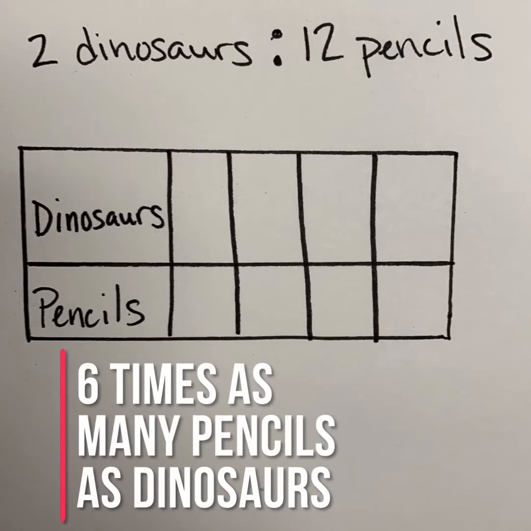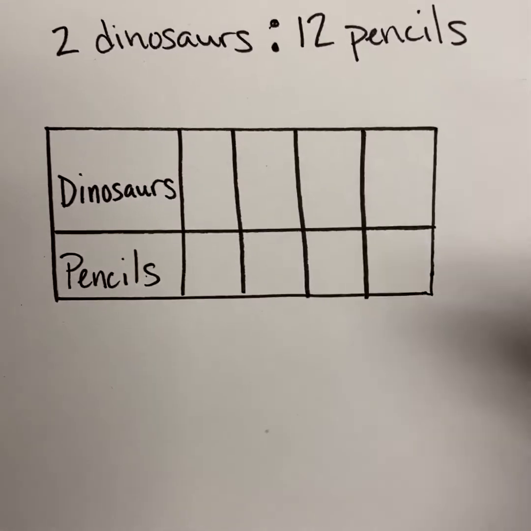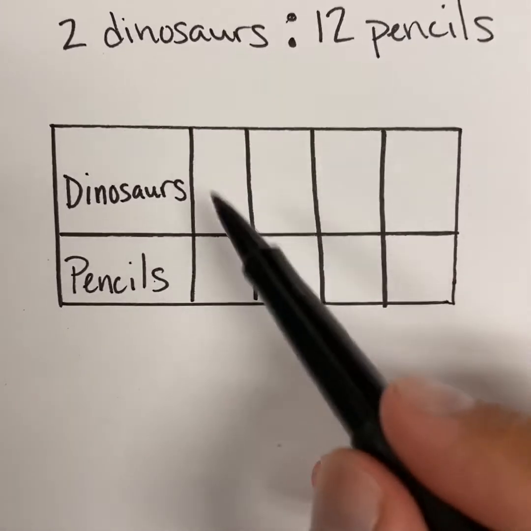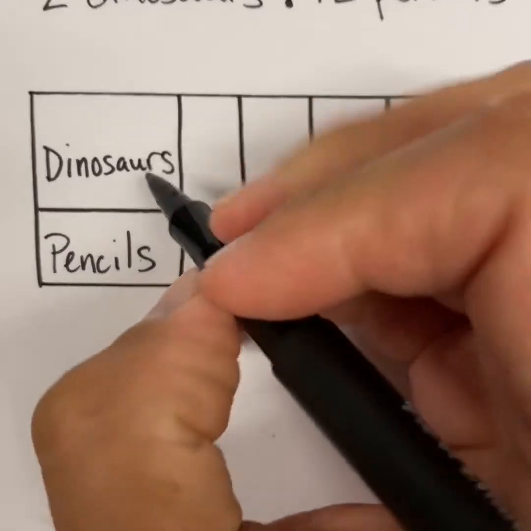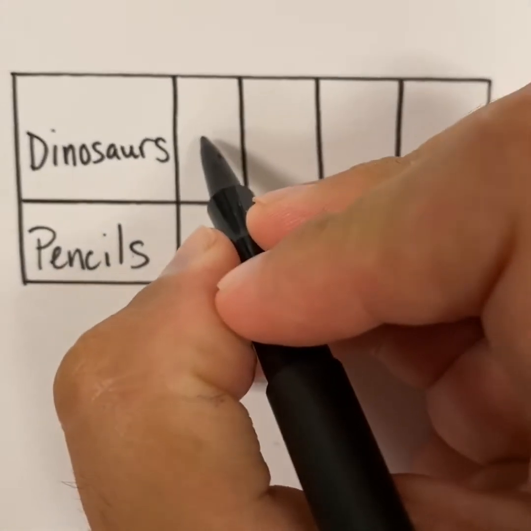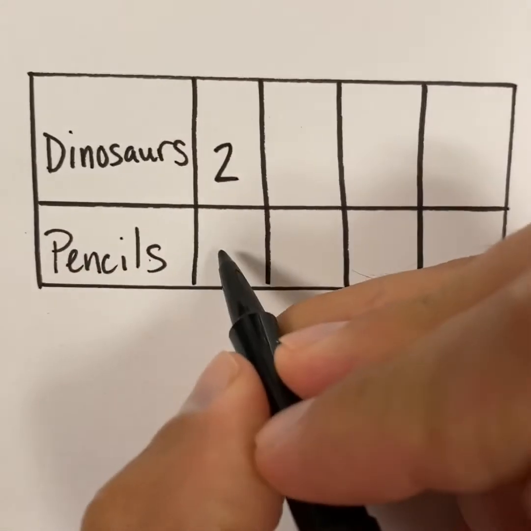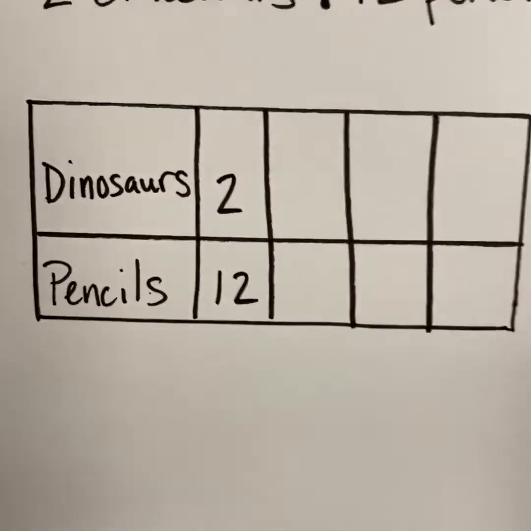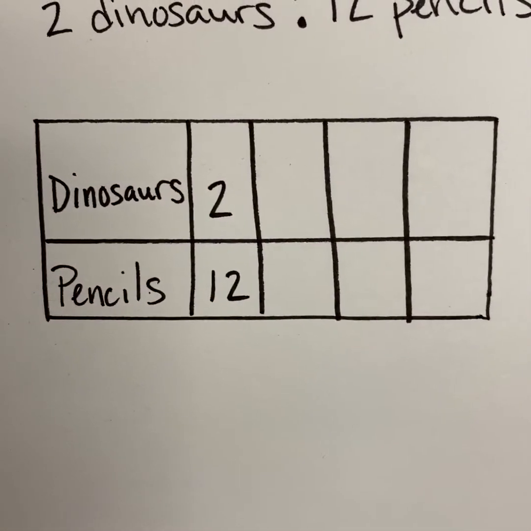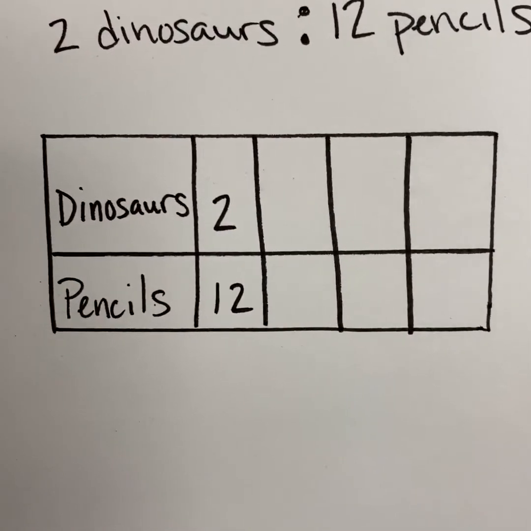If you can remember from our last video when we discussed equivalent ratios, we know that a ratio is equivalent to the original ratio when it has the same relationship between the numbers. And in this case, we have 6 times as many pencils as dinosaurs. So we're going to start by putting down our original ratio into our ratio table. Okay, so we would have 2 dinosaurs to 12 pencils. That is the first piece of data in our ratio table.